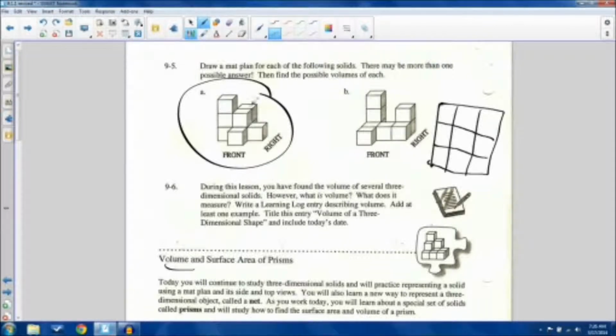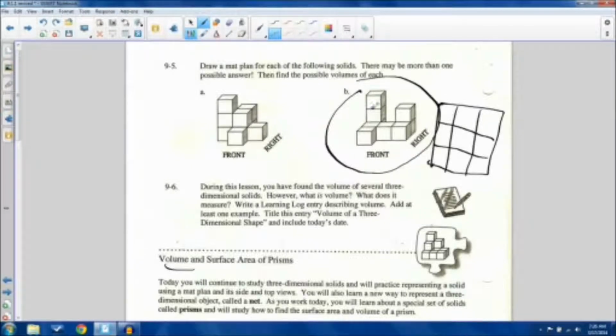Oh, by the way, you know what? I think we did this one in class. I'm gonna do B. Okay, so in B, there might be more than one answer because sometimes there will be things that are obstructed and you can't see them. In B, I don't think that's the case. I think I'll be able to see everything.